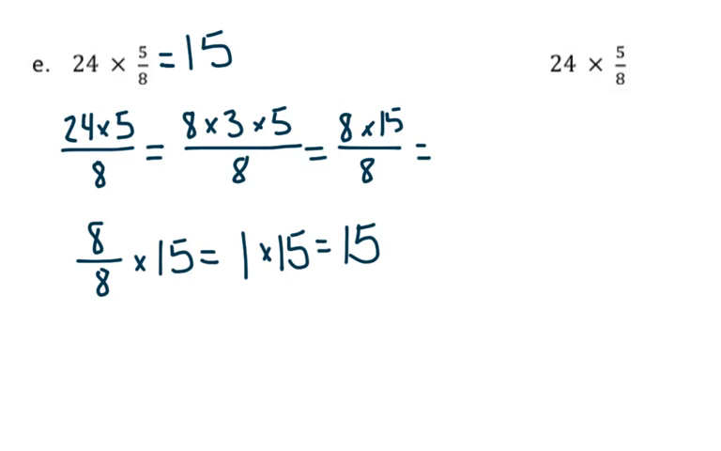I have 24 times 5 over 8, and I like to call this OFM, old-fashioned math, because this is actually how I learned to do this. So I have 24 times 5 over 8, and I cross out the 24 and cross out the 8, dividing them both by 8, and I have 3 over 1.